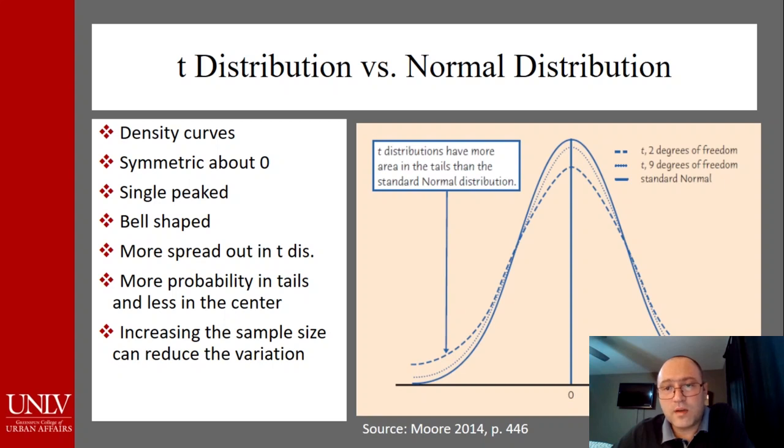Both the t distribution and the normal distribution are single-peaked and bell-shaped, but the t distribution is more spread out. Another difference between them is the tail of the t distribution. You can find more probability in the tail of the t distribution and less in the center. And also, when you increase the sample size, you can increase the confidence interval and reduce the variation, respectively.